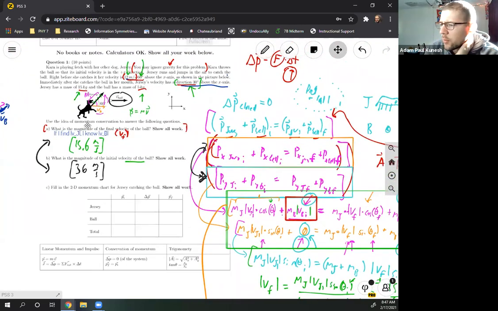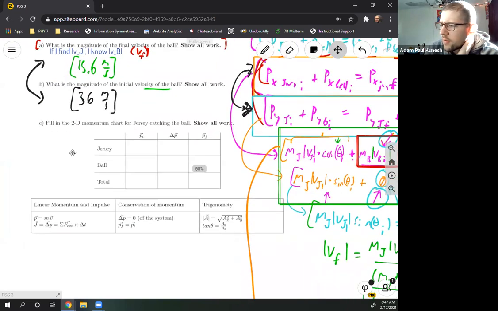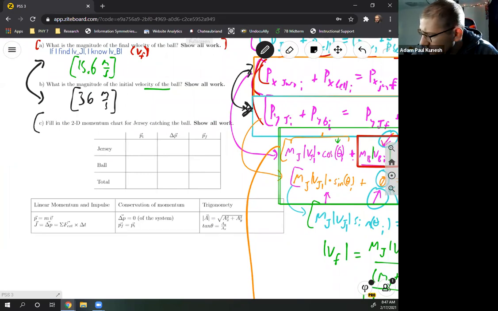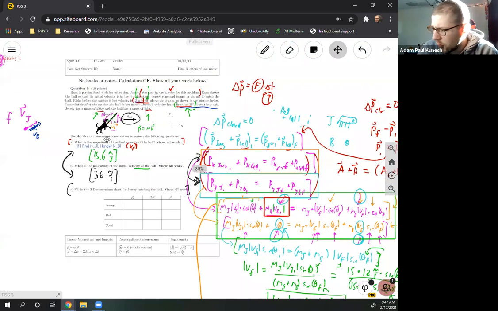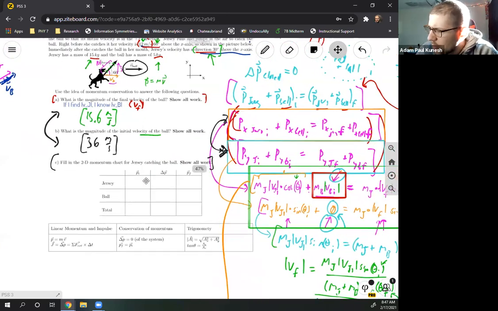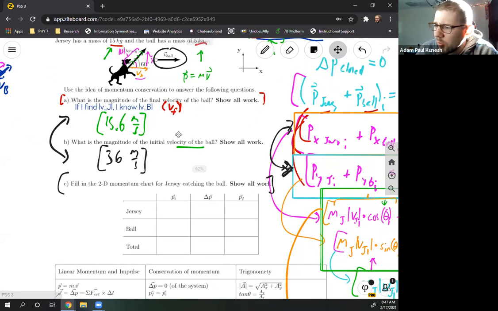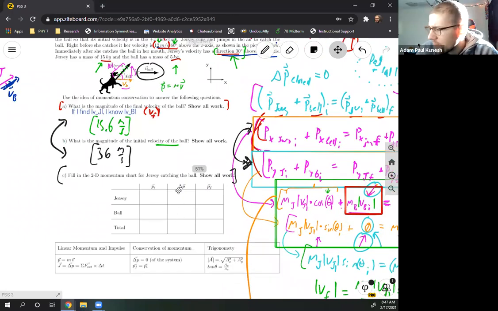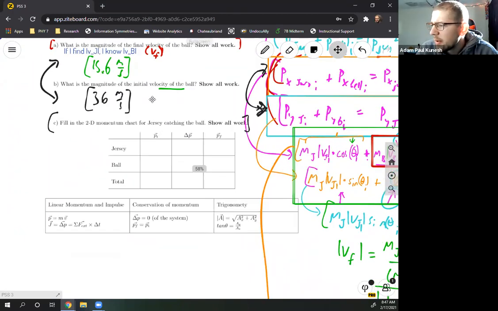And there's my super quick summary of A and B. So let's look at C for a moment. I've got this 2D momentum chart for Jersey catching the ball. I'm supposed to go ahead and draw in each of the vectors, and I might as well include their magnitude and direction now because I can. So before I fill out this momentum chart, do we have any more questions about my summary or anything like this? Okay, let's hit the momentum chart then.